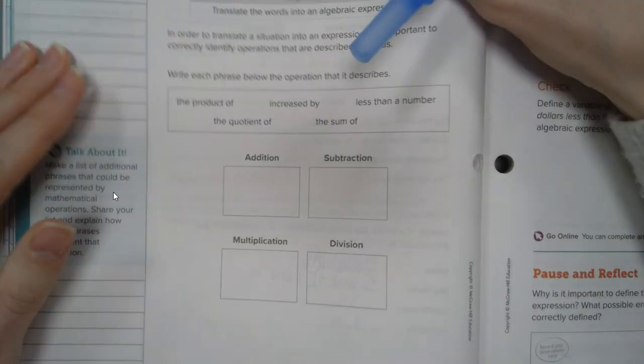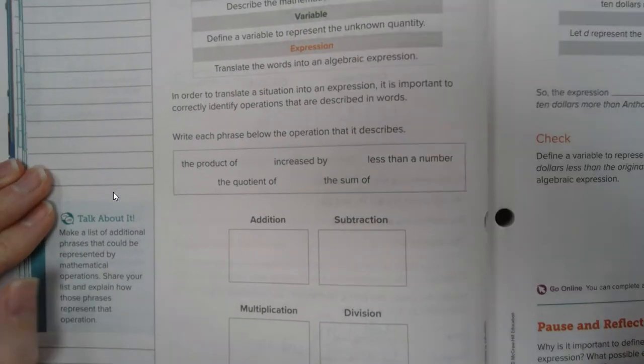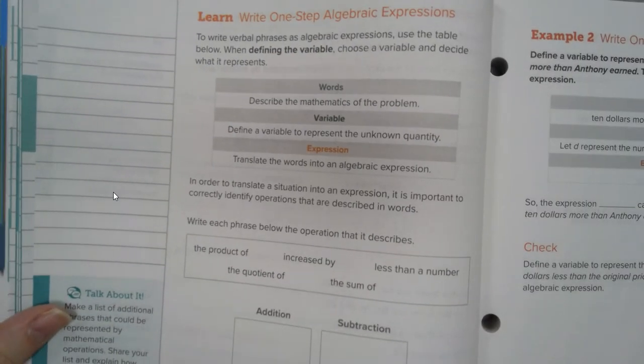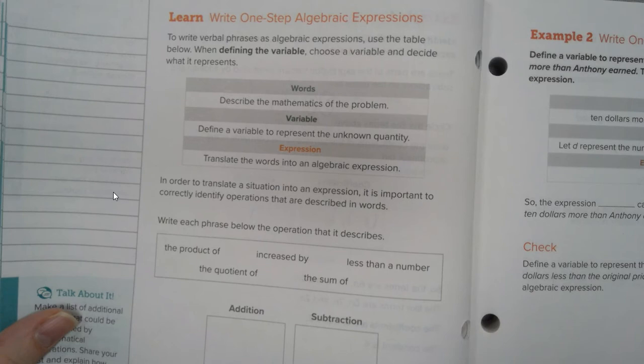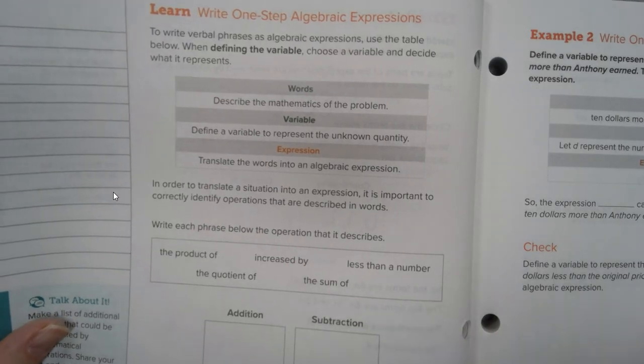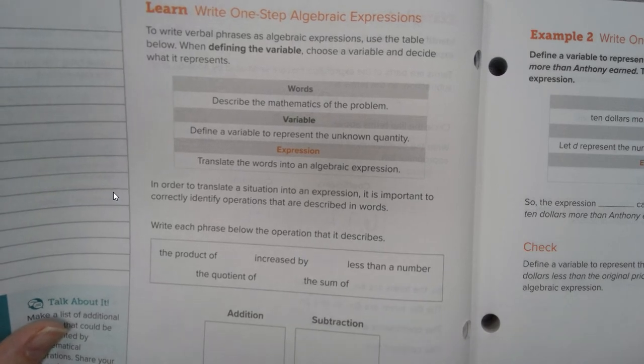To write verbal phrases as algebraic expressions, use the table below. When defining the variable, choose a variable and decide what it represents. Words describe the mathematics of the problem. A variable, define a variable to represent the unknown quantity. And the expression, you translate the words into an algebraic expression.